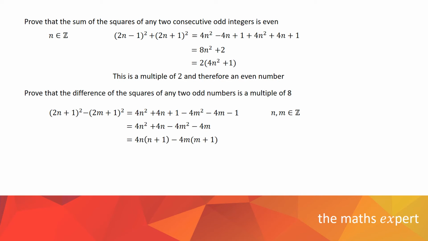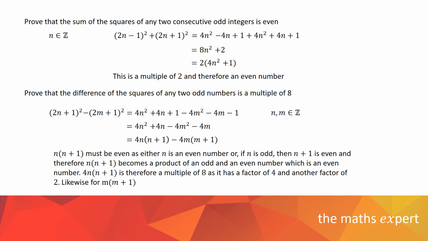If n is even, then I will have an even multiplied by an odd number, because n plus 1 will be odd. And even multiplied by an odd is even. The other case is if n is odd. In this one, n plus 1 will be even, and again I will have an even result. The same will be applied to m and m plus 1. I can then make this statement as the end of my proof.